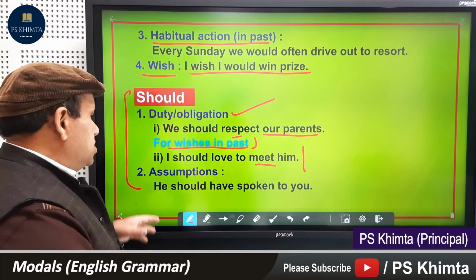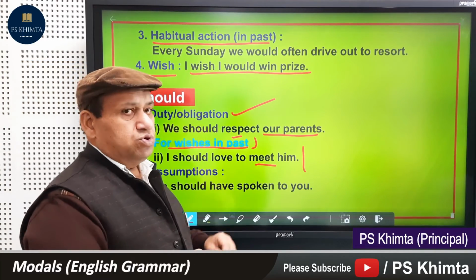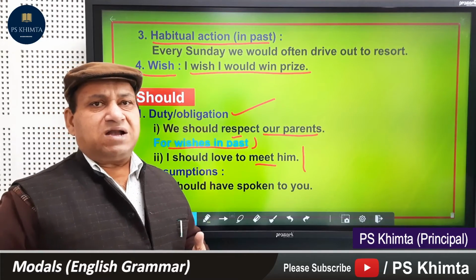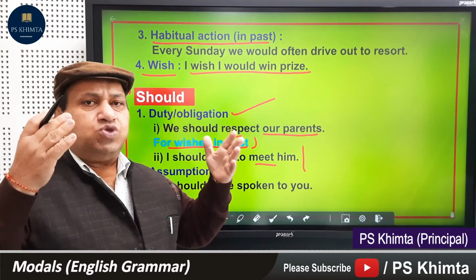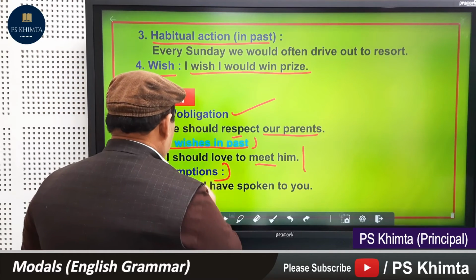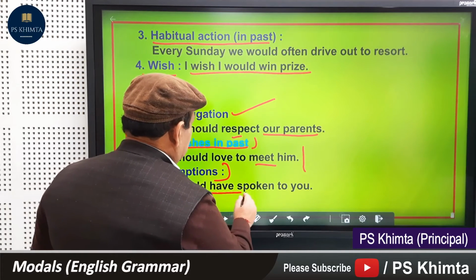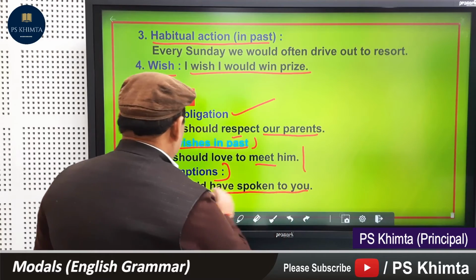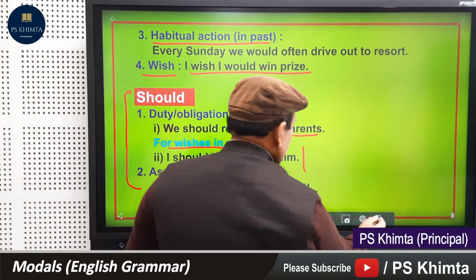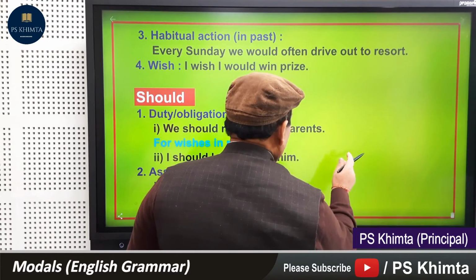Then some assumption. He should have spoken to you. Assume something. Why did that man not come to us? He should have spoken to them. So that is a kind of assumption. Something that you have assumed, but that was not in reality happening over there.